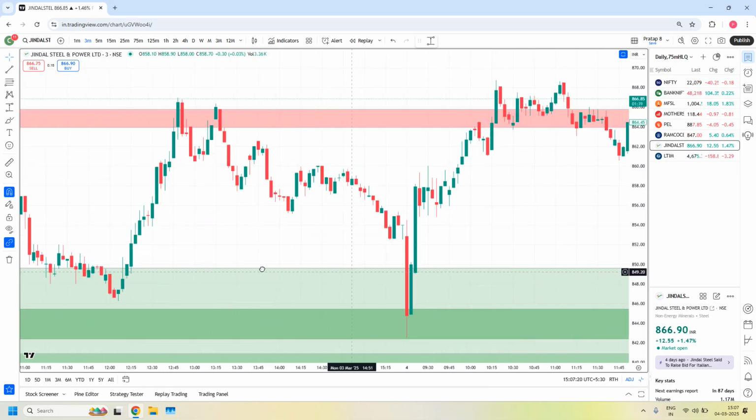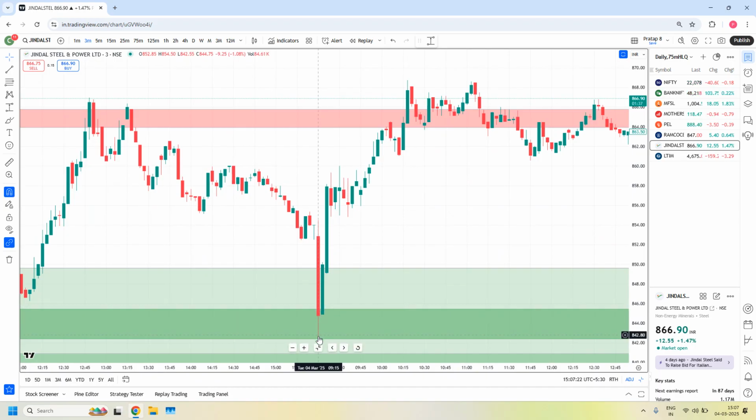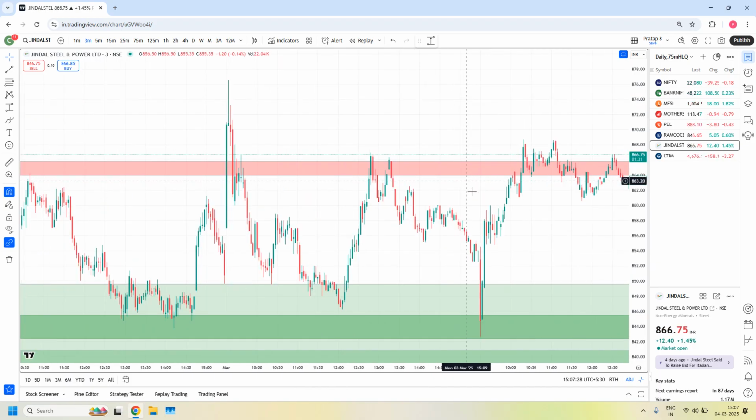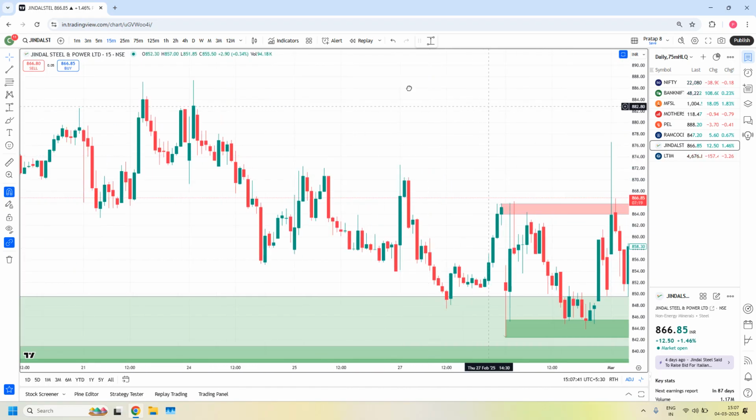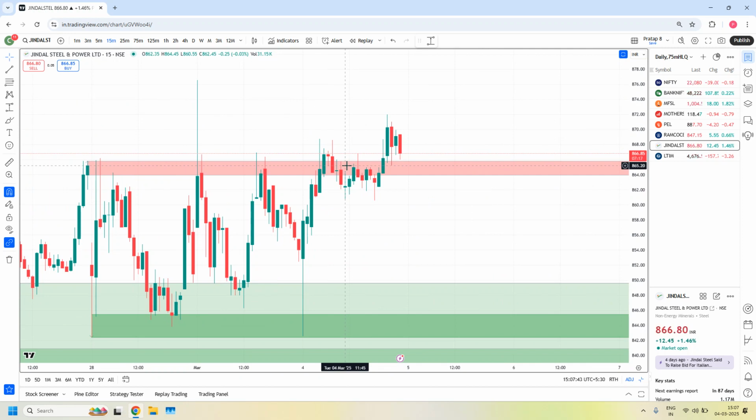See today what happened? Price entered into the zone and almost deep inside, again sharply moved up, and reached our yesterday's 15 minutes target zone. It went beyond that. Maybe you might be having new 15 minutes targets available.